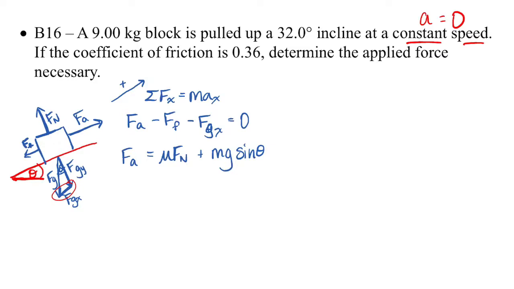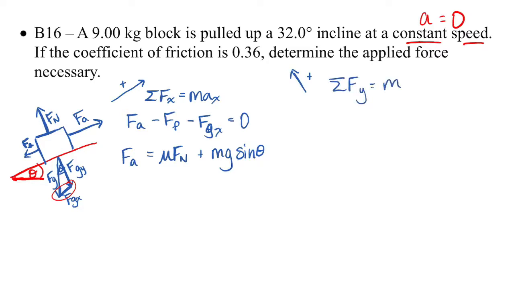Okay, so I'm looking for applied force, so can I find it? I have mu, I don't have Fn. I have mg, I have a mass, and g is a constant. I have the angle, so I have almost everything except for Fn. Oh my goodness, I wonder if you're starting to notice the pattern here? Guess what we have to do to get Fn? We have to go over to the y direction.